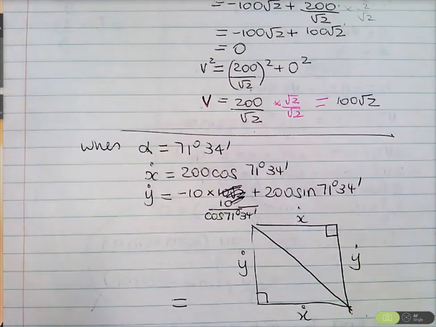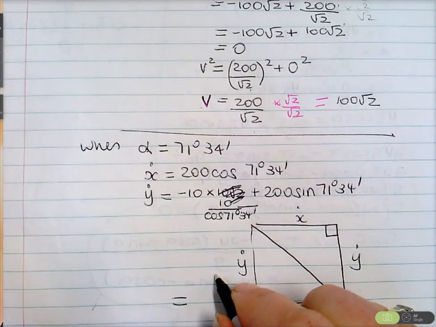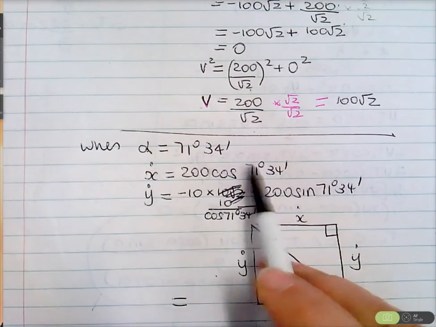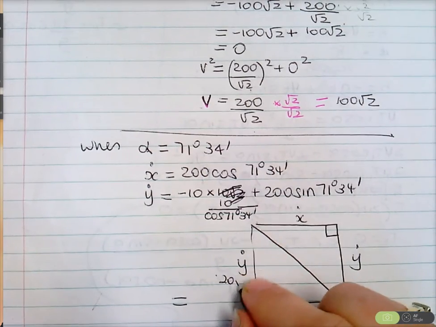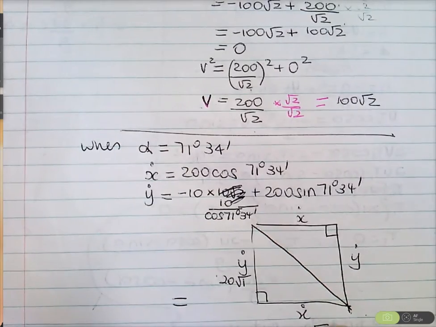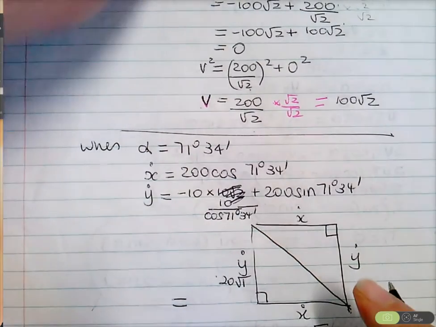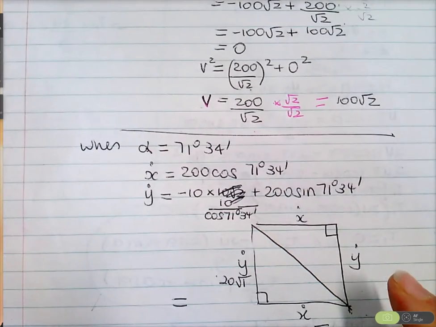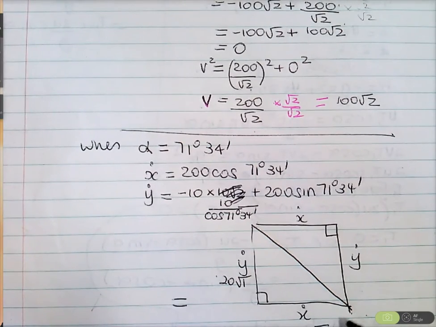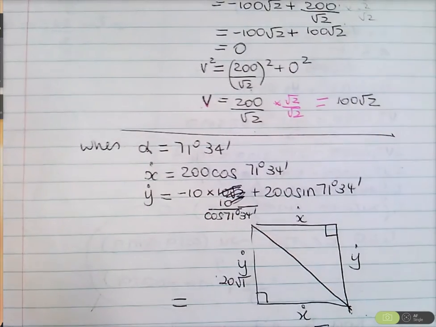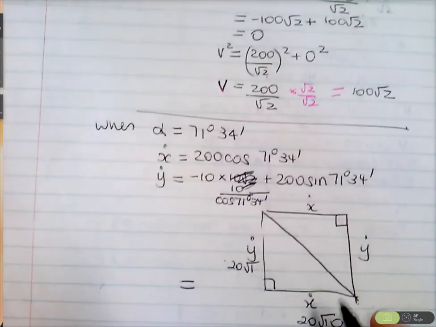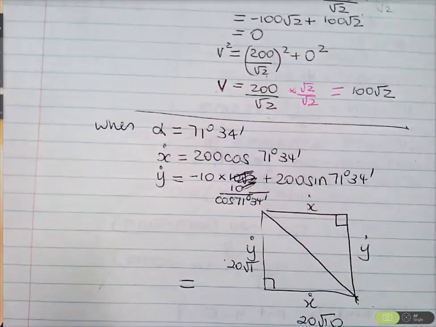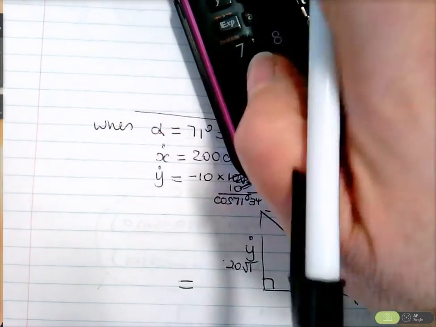For x dot, it's 20 root 10, for cos 71 degrees, 34 minutes. Not for y, because it's a constant for x. Really? Someone else check. Yes, it's 63.2. And then if you square that, you get the square root of 4,000. If you do 200 cos.